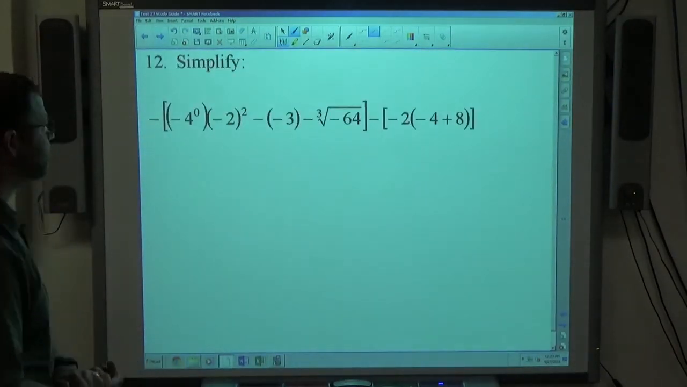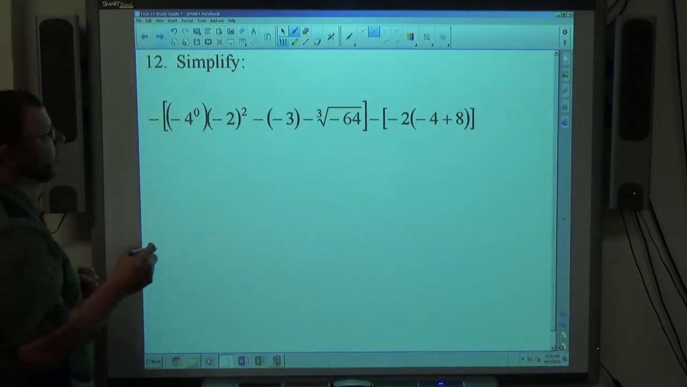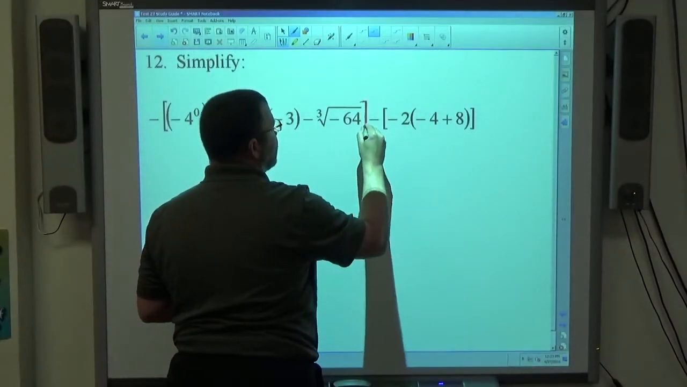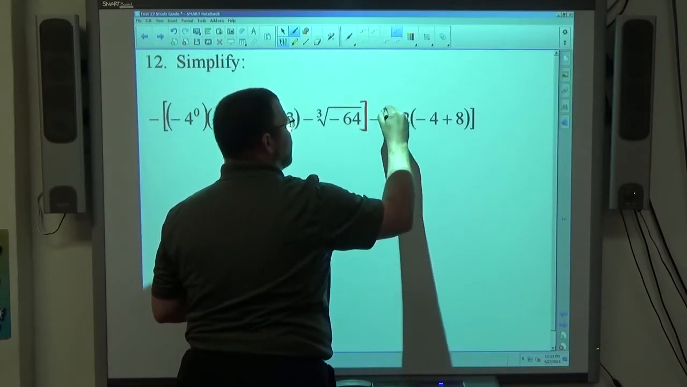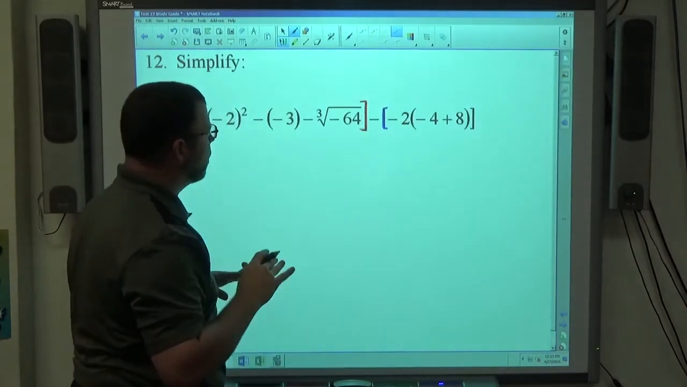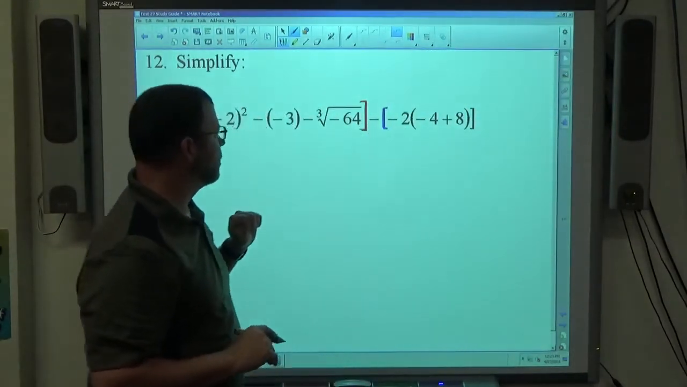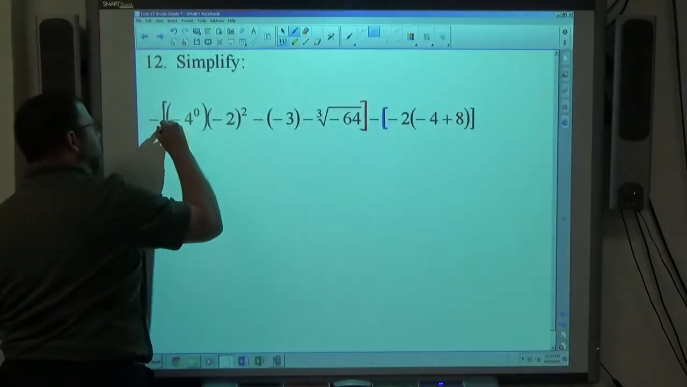Number 12. Okay, this big expression here we have to simplify. Got brackets, got powers, got parentheses inside of brackets. I'm noticing, just looking at it, that this bracket ends here, and this bracket begins here, and those two brackets are being subtracted. So I have to evaluate this whole thing and evaluate that whole thing before I worry about subtracting them. Let me look at the red one first, and I'll work the blue one out afterwards.